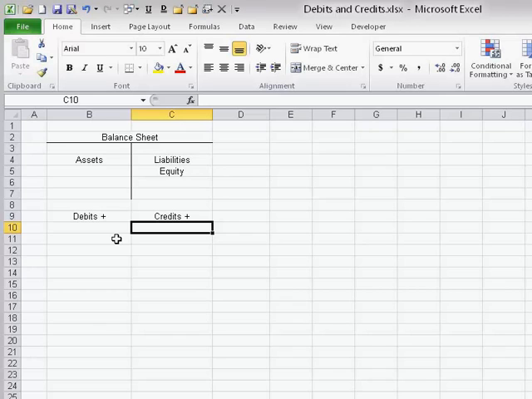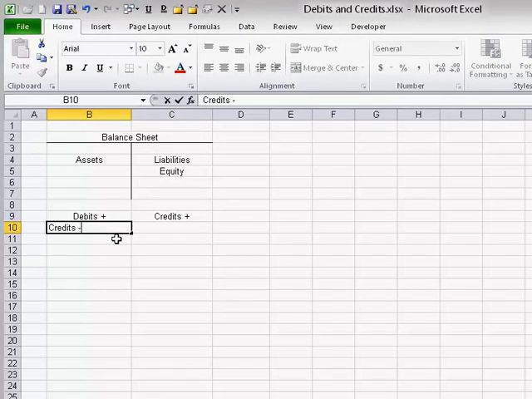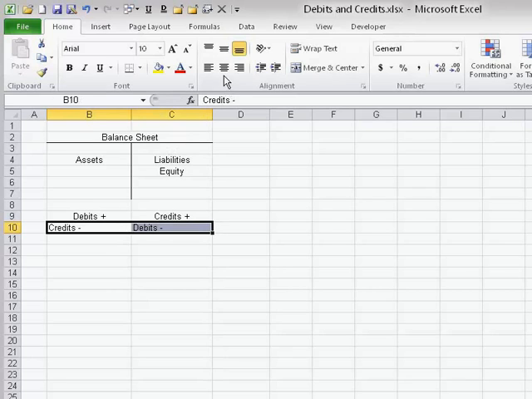Now what this means is that any asset account that has a debit applied to it increases that account's balance. That also means any liability or equity account that has a credit added to its balance will increase those accounts' balance. Now, I'm going to write credits and put a minus sign over here, and debits as a minus sign over here. I'll center that. I'll move my mouse out of the way.